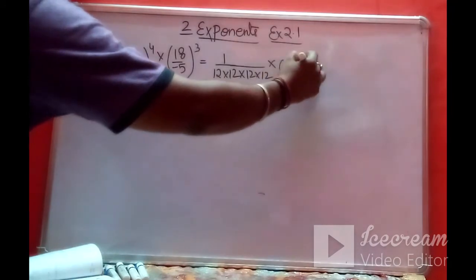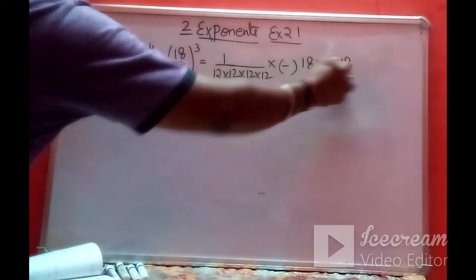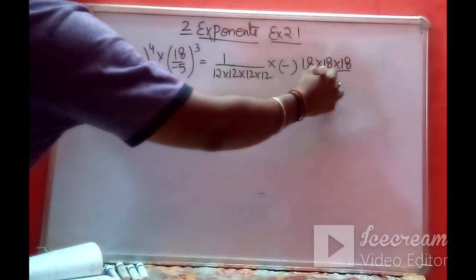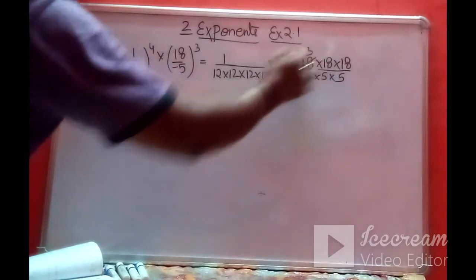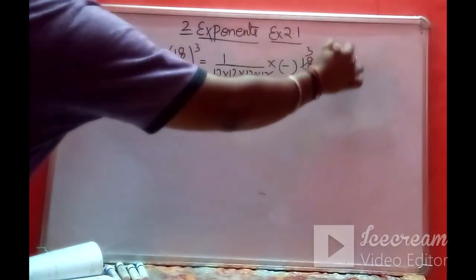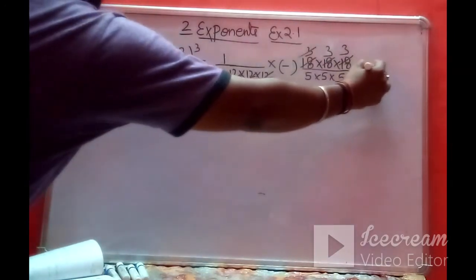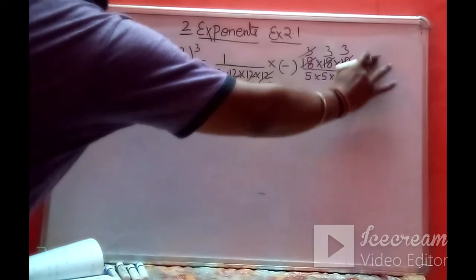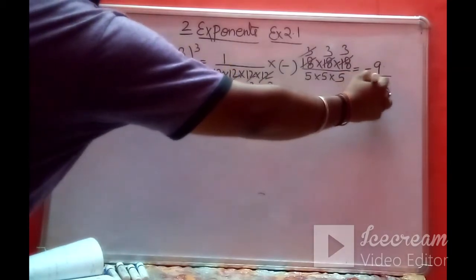Then 18 will be expanded 3 times and 5 we will write 3 times. Then we will solve like this, and this can be solved like this. So the final answer is minus 9 upon 4000.